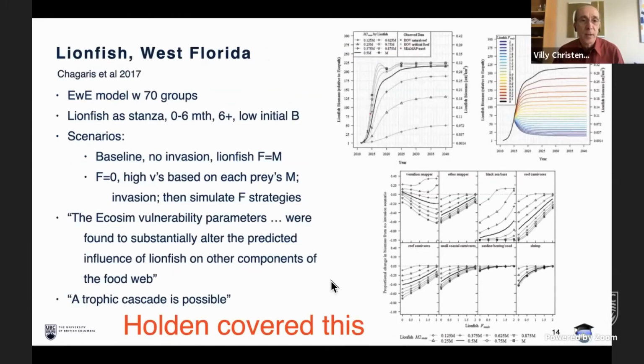Moving on. Lionfish, West Florida. Holden covered this, so we don't need to do much about it here. Just point out ecosystem vulnerability parameters are really important. That's one of the conclusions here. They had a neat way of modeling that in the study, and thinking about how do we model that, what kind of constraints can we put on the capabilities or the potential impact of the invader. That was an interesting part of this.